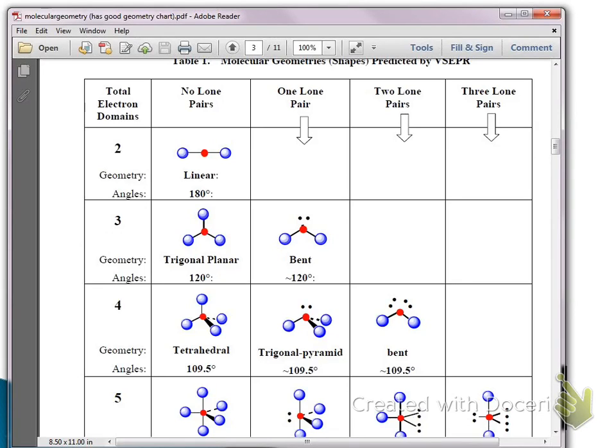Okay, so go ahead and just take a couple seconds to look over this sheet, get an understanding of what's happening here, and then we're going to do some practice.